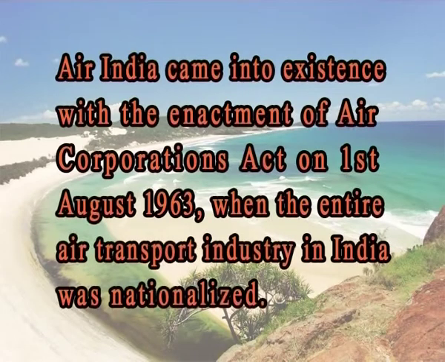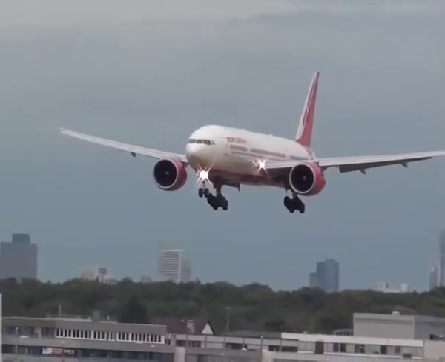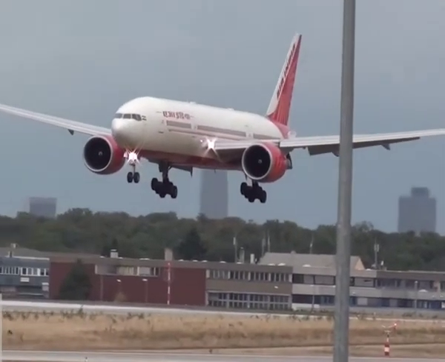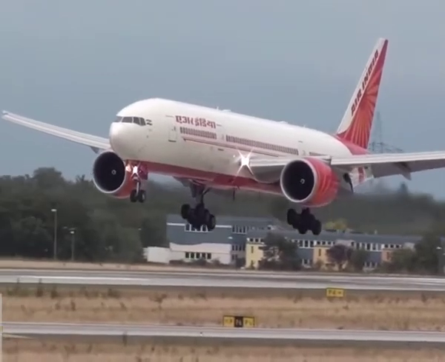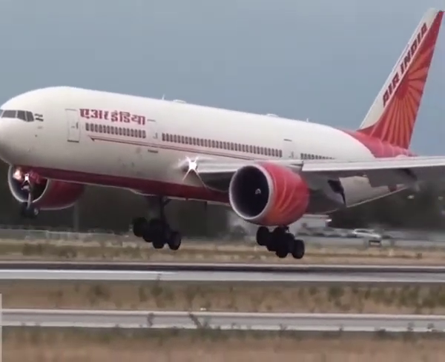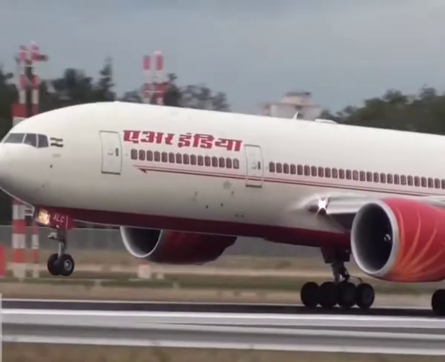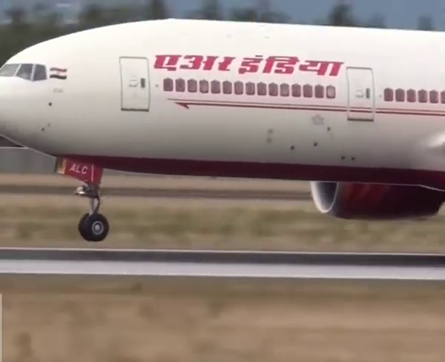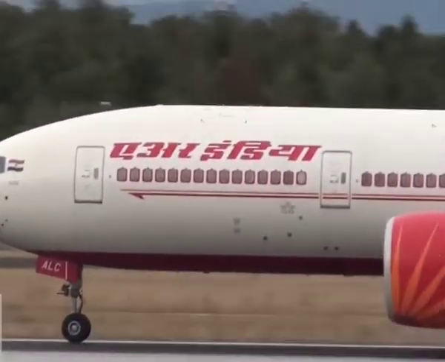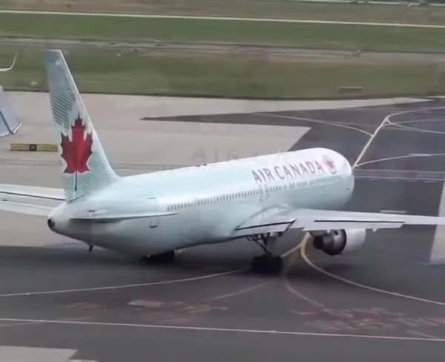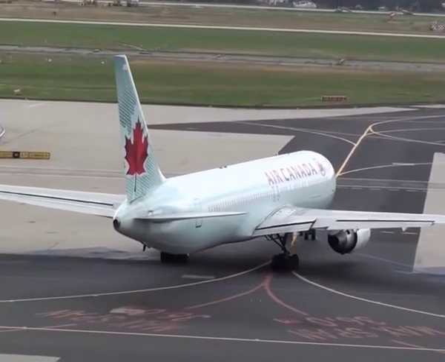Air India came into existence with the enactment of the Air Corporation Act on 1st August 1963, when the entire air transport industry in India was nationalized. At the time of nationalization, Air India operated 4 weekly flights on the India to UK route and 3 flights on the India-Nairobi route. Today, it has an extended network of air routes linking all the 5 continents of the globe.